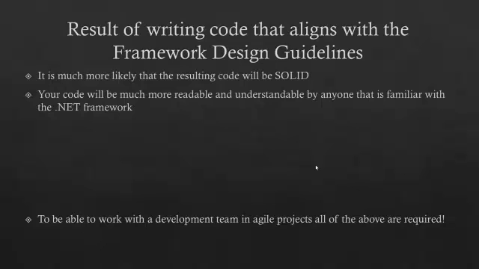So the conclusion is that to be able to work in a development team in agile projects, really all of the above are required. Your code must be maintainable, extensible, reusable, testable, but also readable and understandable to make sure that the code that you deliver is indeed susceptible to change.